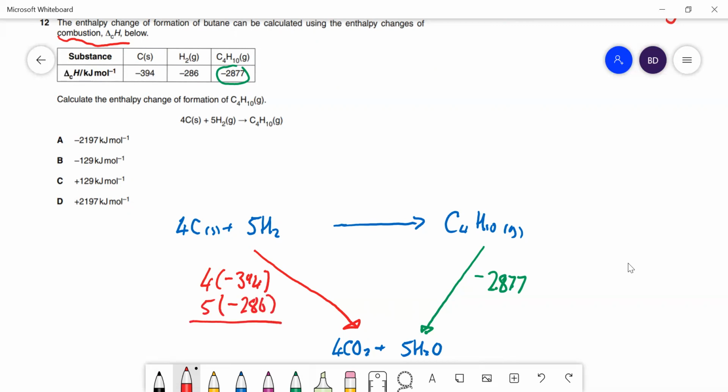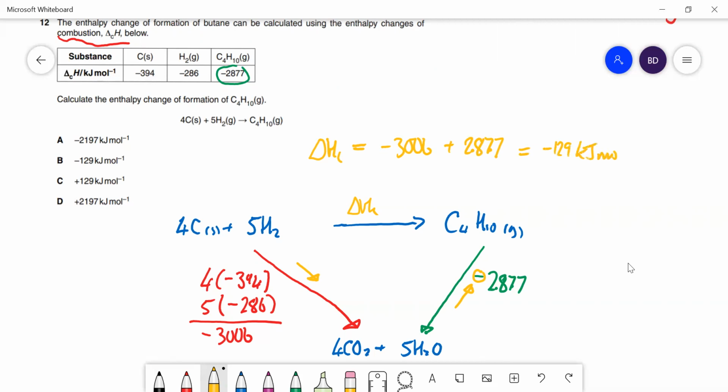Right, if you add that lot up together, you get minus 3006. So delta H combustion here, we are going to follow the red arrow, so you stick with the sign, but we go against the green arrow, so we're going to change that negative to a positive. So delta H is minus 3006, plus 2877, and that gives us minus 129 kilojoules per mole. So B is the answer there.